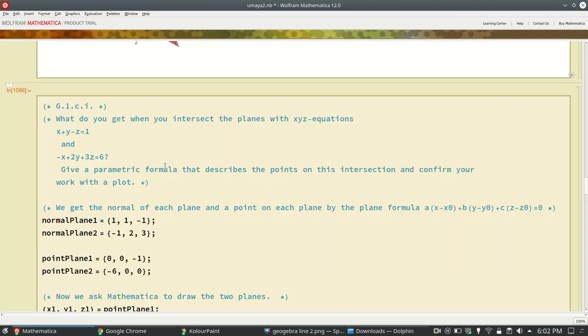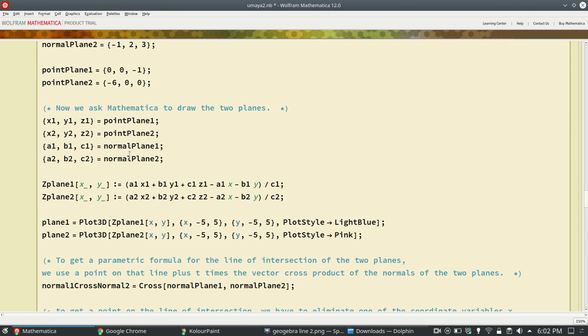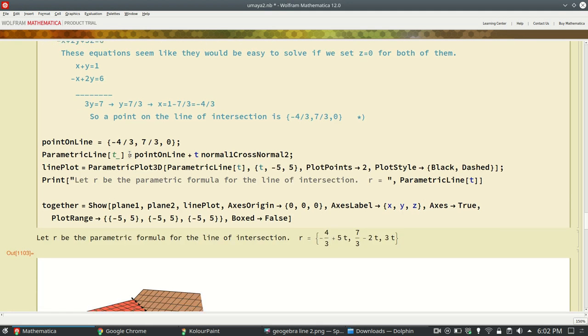So they want you to intersect these and give a parametric formula. Okay, so I have that in here for you, G1CI. I copied the problem this time, and then I gave you several comments in here, which will help you. So since I'm here, let me just explain these comments. This is the final answer. If we call the parametric formula for the line of intersection R, this is what R equals. This is the parametric formula. Now, if your professor requires you to write this in the form of 3 separate equations, like x equals negative 4/3 plus 5t, y equals 7/3 minus 2t, z equals 3t, you can do that. Or you can just leave it like this if your professor doesn't mind.